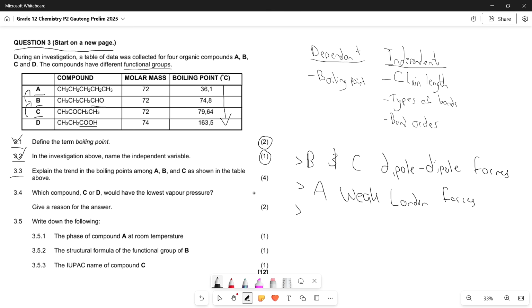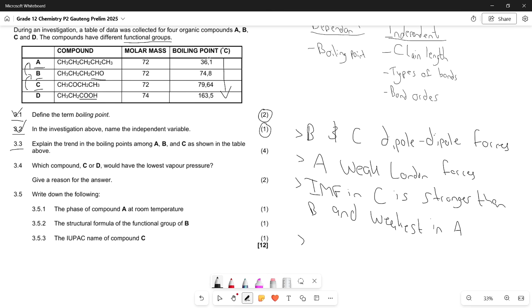And then we just have to compare all of these guys to each other, that the IMF, the intermolecular forces in C, is stronger than those in B, and the weakest in A. And we can see that here with the boiling point going from 36.1 to 74.8 to then 79.64. The same molar mass, but because of these different functional groups, the ones that we just compared, there's a different boiling point for each of them. In spite of different chain lengths, we're ignoring that because they are telling us just to compare the functional groups.